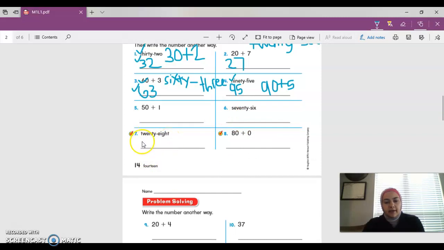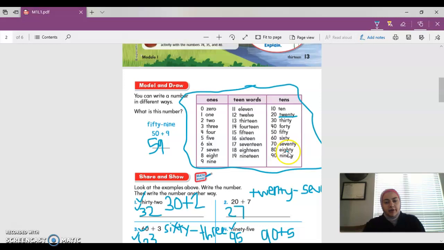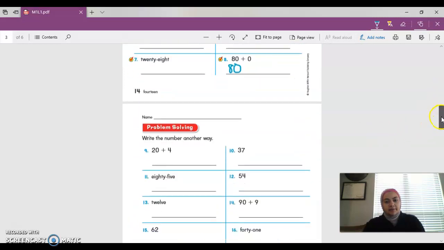28, same thing. You're going to write that in expanded form and in numeral form, because it's already written in word form. And 80 plus 0, that's 80, right? So the number form for this would be 80. And then the word form, you would just write the word eighty. How do I spell that? Go up here. It's right there, eighty. Just write that down right there.